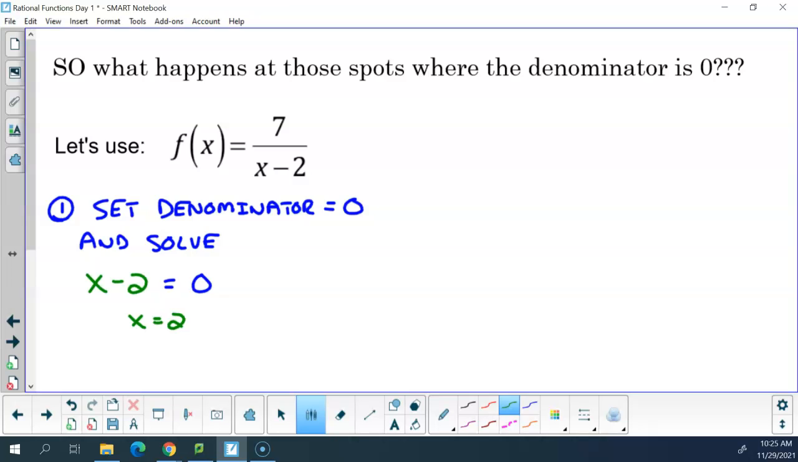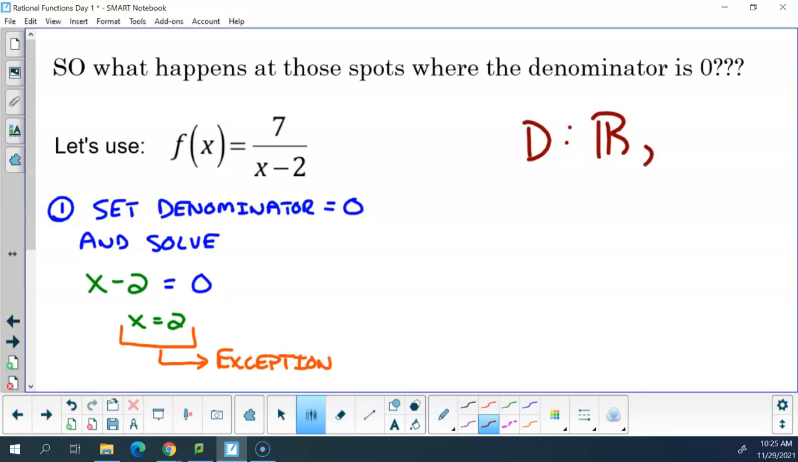You guys just told me that we can't divide by 0. Okay? So this right here, this is my exception. So my domain here would be all real numbers except x cannot be 2.